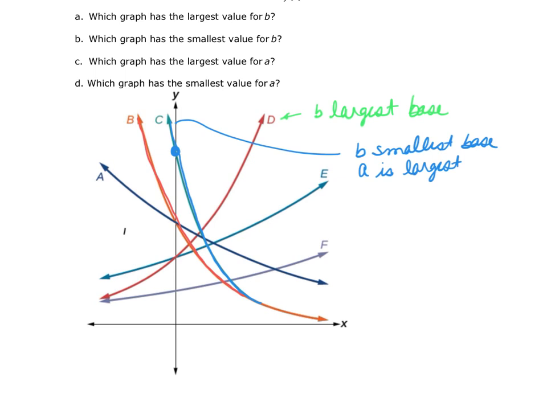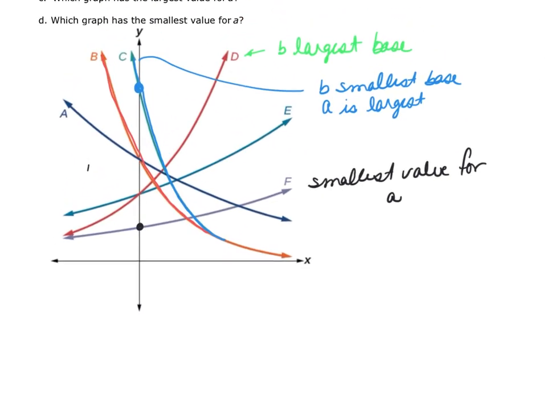So then I'm trying to decide which of these has the smallest value for a. I'm going to look strictly at the y-intercept. The one that has the smallest y-intercept is that one. So F must have the smallest value for a. And all I did was look at the multiplier in front. All right, so that's it for this video.